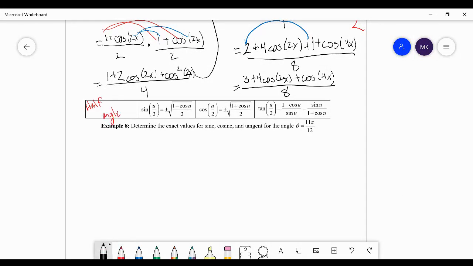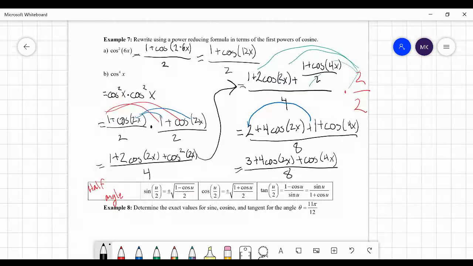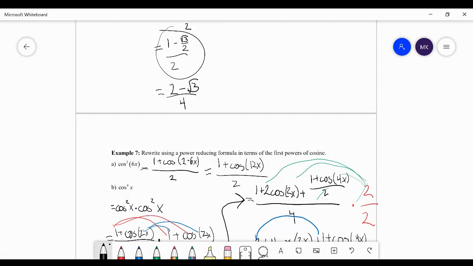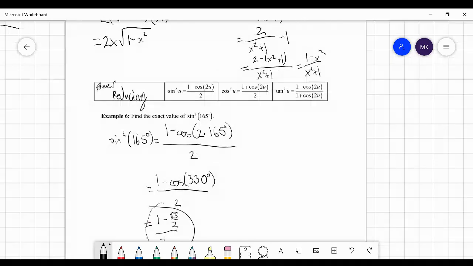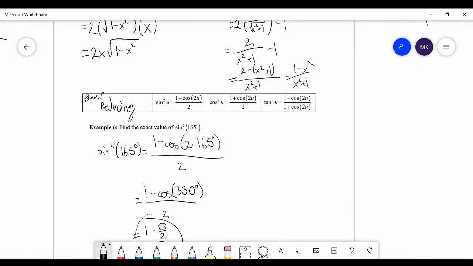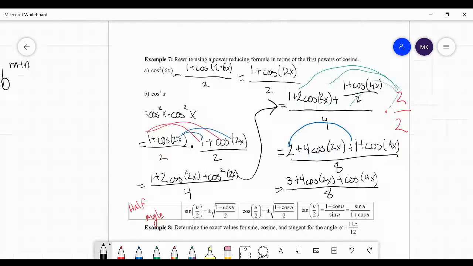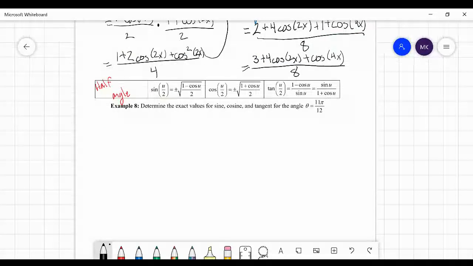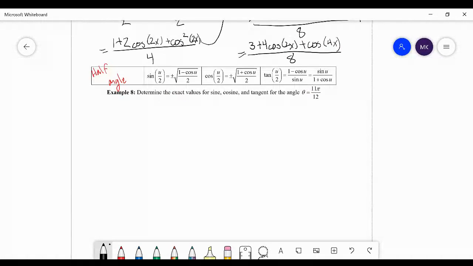Half angle identities. These deal with, instead of double angles, an angle that's cut in half. This is really simply looking at these power reducing formulas and solving some messy math. I don't really want to go into deriving these. I just want you guys to look at them and go, yes, that's what these are.